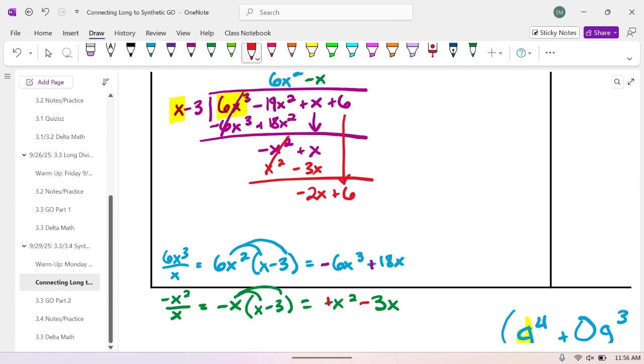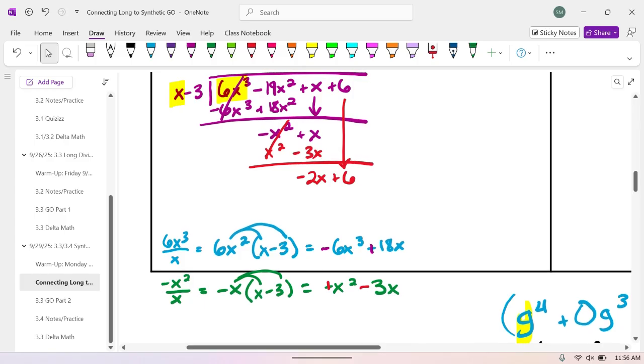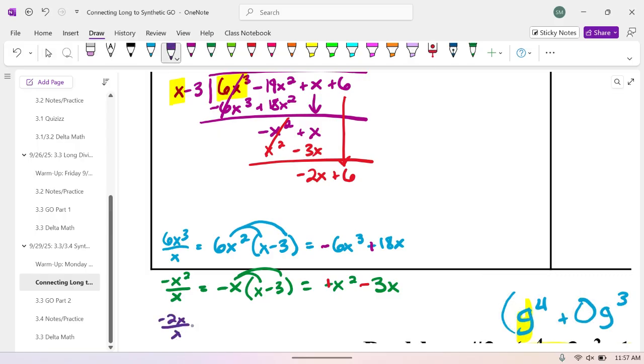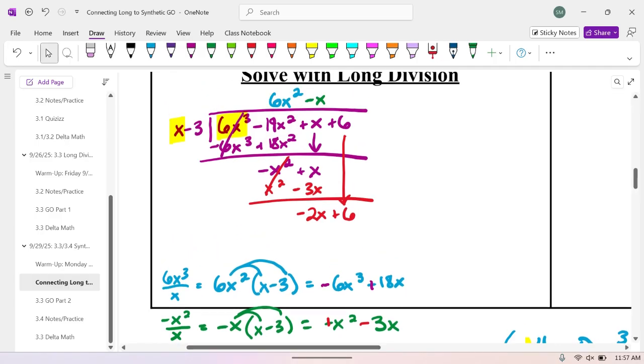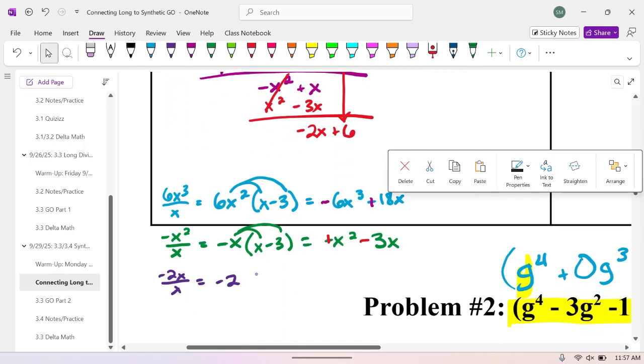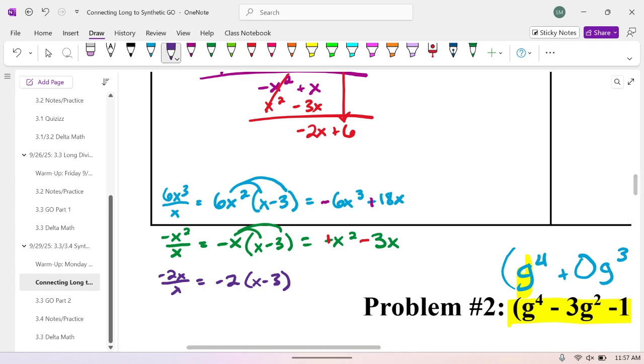All right. Mackenzie, what's my next step from here? You would do negative 2x divided by x, which gives you what? Good. So I would write it up here. Then what do I do? Yep. Then negative 2x plus 6, before you switch the signs. Before I switch the signs, good.